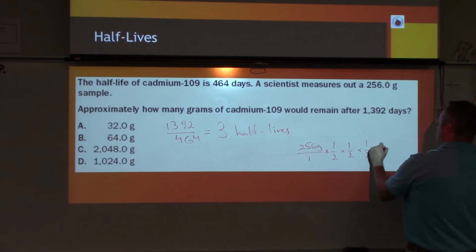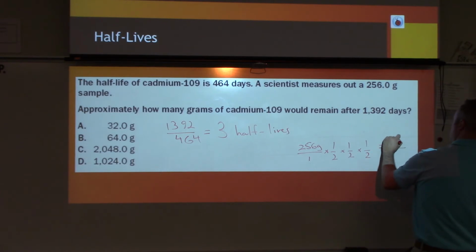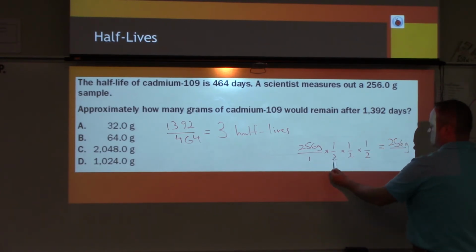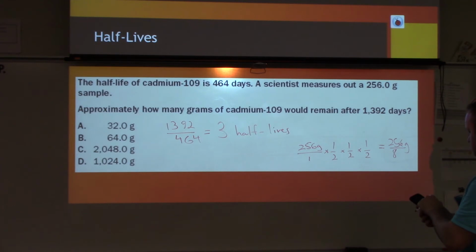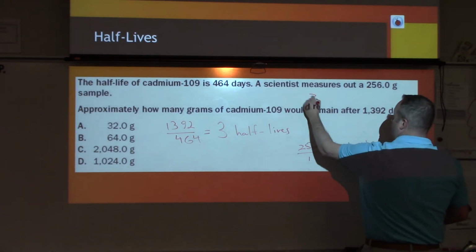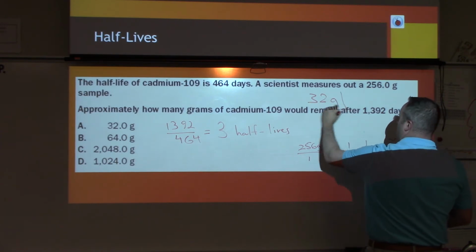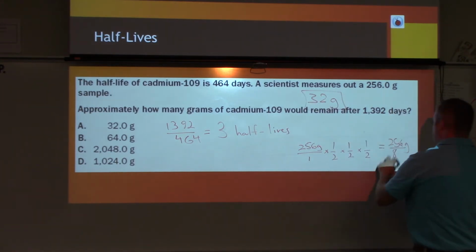And when I do, I'm going to get 256 grams over 2 times 2, which is 4. 4 times 2 is 8. So now I need to solve 256 divided by 8, which gives me 32 grams. So your answer for this is 32 grams.